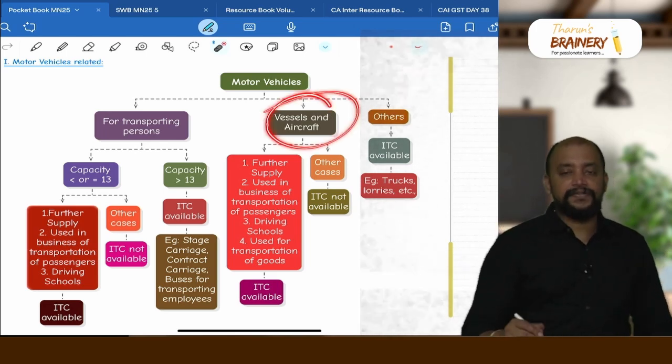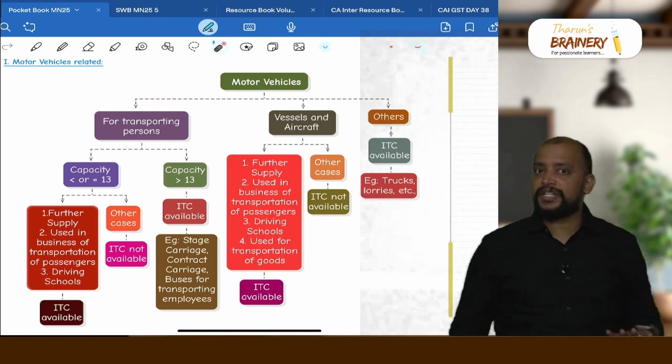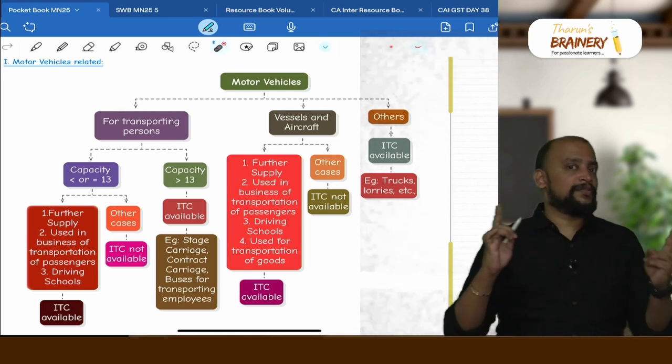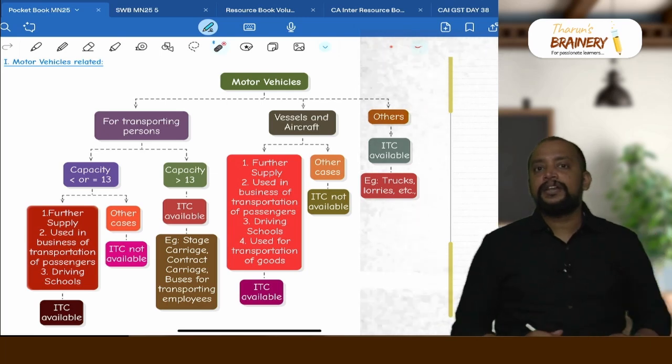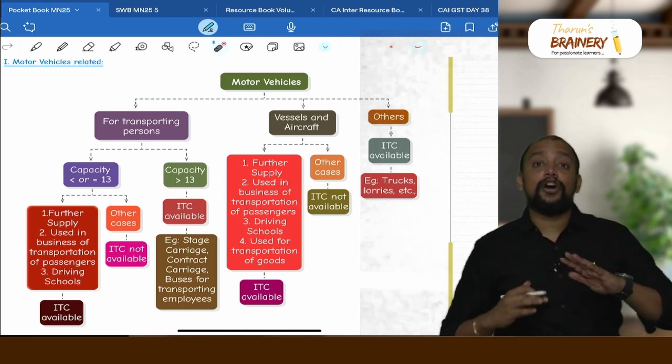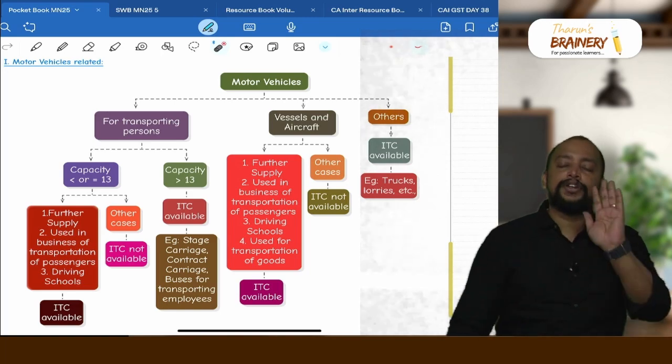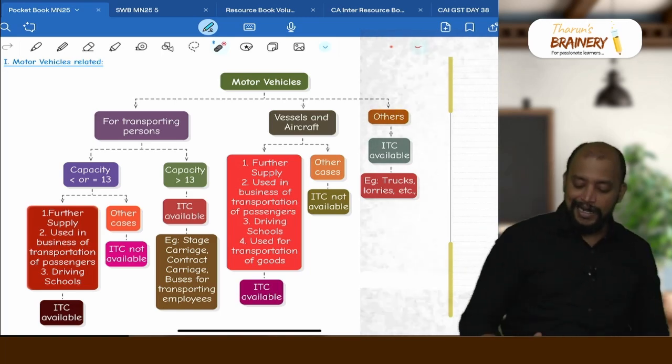For vessels and aircrafts, generally blocked credit, but we have 4 exceptions. Number 1, used for further supply. Number 2, used in the business of transportation of passengers. Number 3, for imparting driving skills. Number 4, for transportation of goods. They need not be in the business of transportation of goods. If they are using it for transportation of goods, they can take ITC.